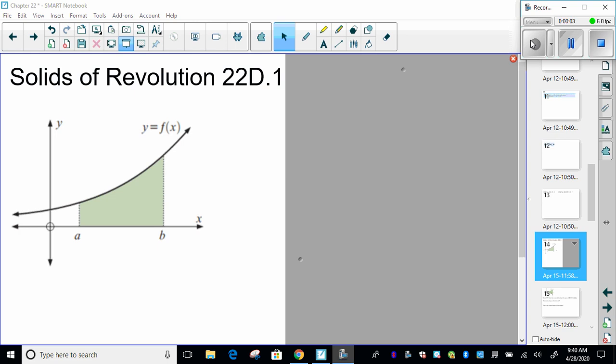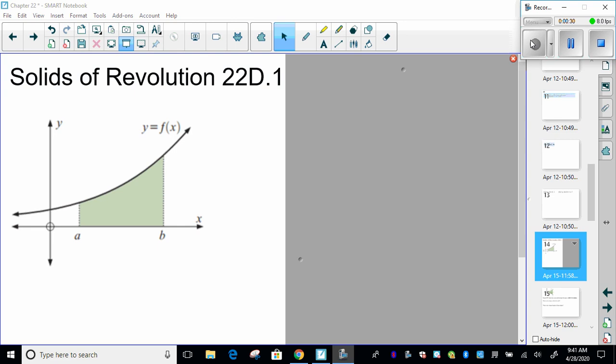So in today's lesson, we are going to learn how to work with solids of revolution. We've talked a lot about this shape here. We know how to find the area under the curve between those two starting and stopping points, so we're able to integrate that. But one of the things we're going to do is take that shape and revolve it about the x-axis. So we're going to go 360 degrees about the x-axis.